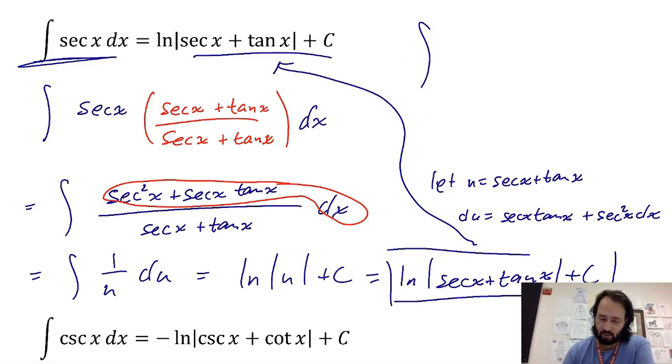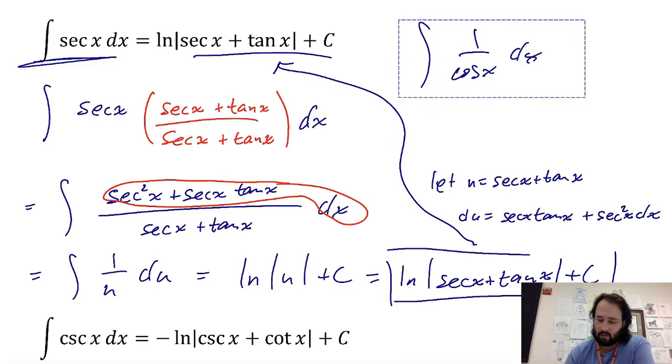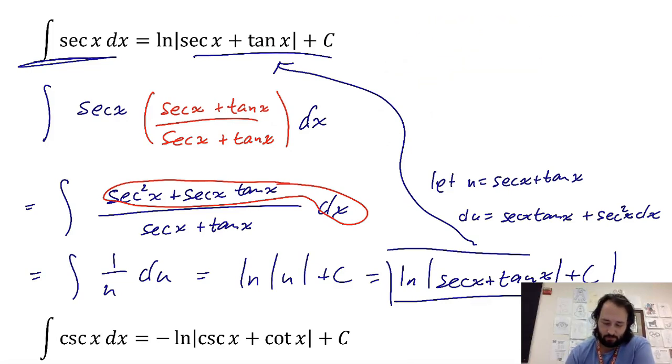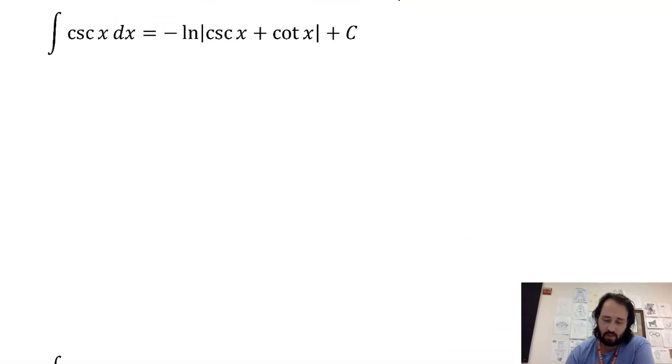Because when I rewrote this as 1 over cosine, if I try to let u be cosine or something like that, it won't work out because du would be negative sine of x dx. So there's just not anything really great that we can do, so we kind of have to finagle it a little bit, which is essentially the same sort of idea I'm going to do on this one, except it's with cosecant cotangent.